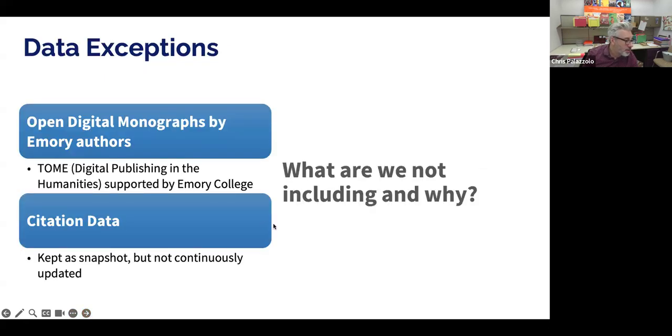So a couple of things, data exceptions. We have a couple of other initiatives going on at Emory around open access.